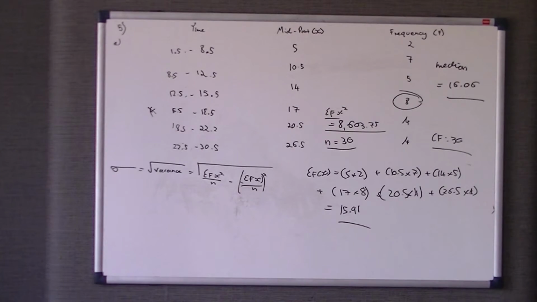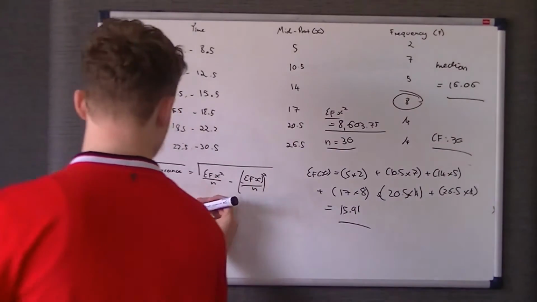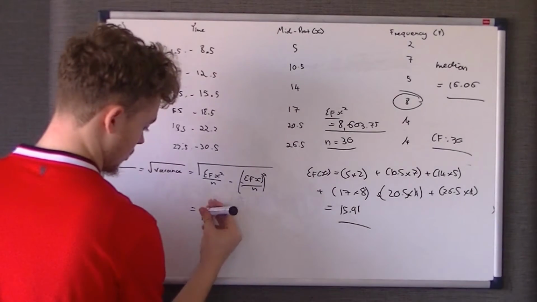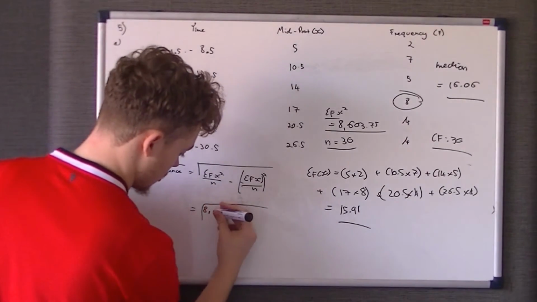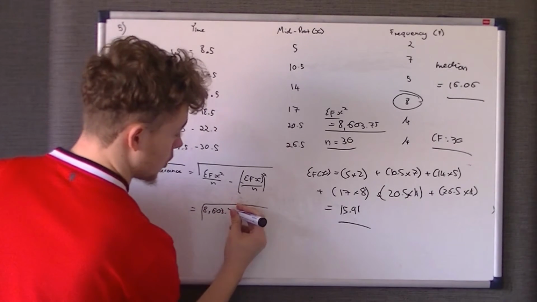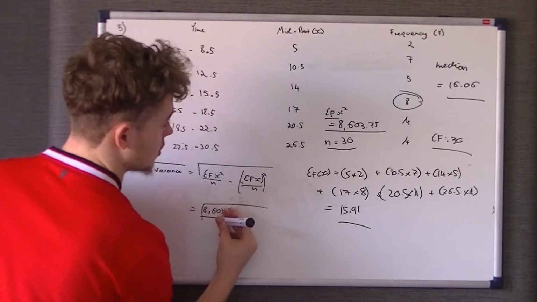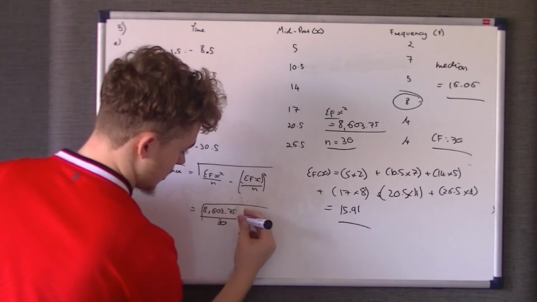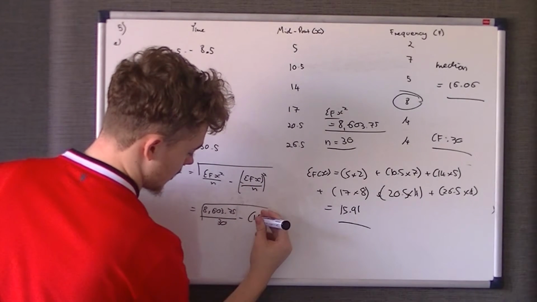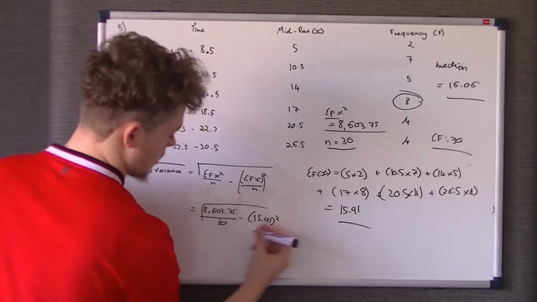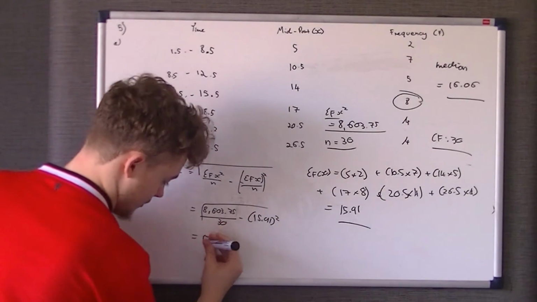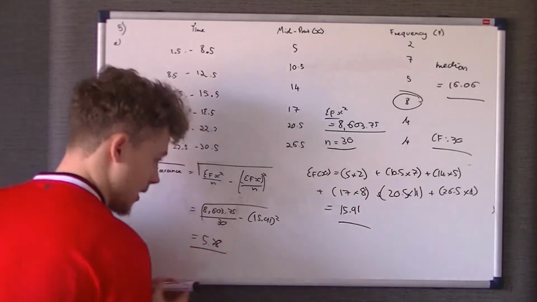That's the mean. We sub it into this formula. So obviously we know the sum of fx all squared. So we know the sum of fx squared, which is 8,603.75. We divide that by 30, and we take that away from 15.91 all squared. And that would get you 5.78, which is the standard deviation.